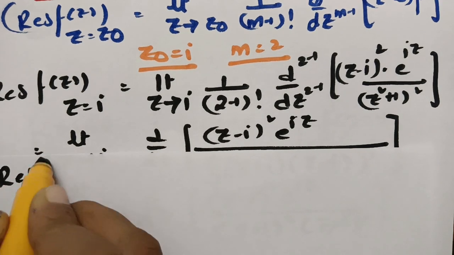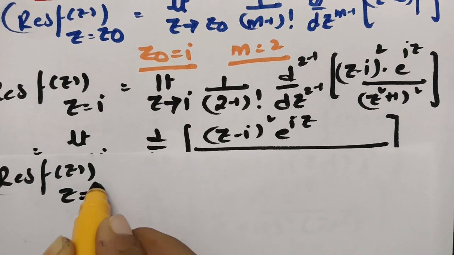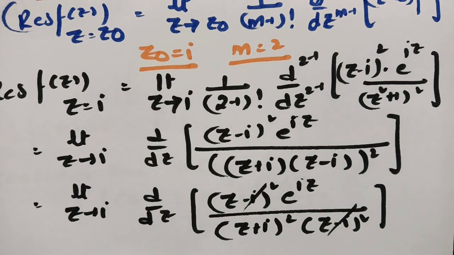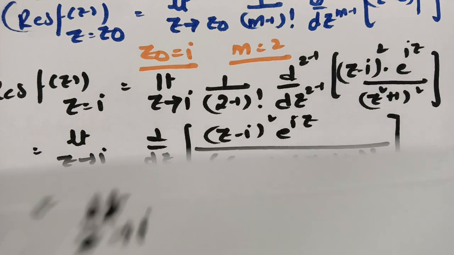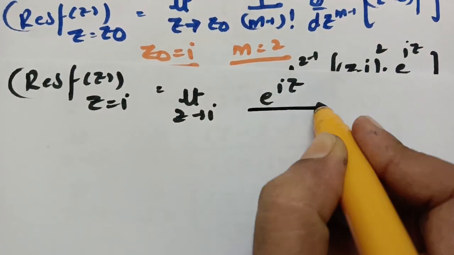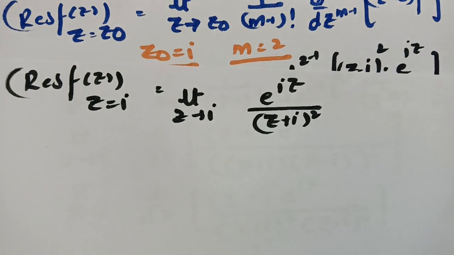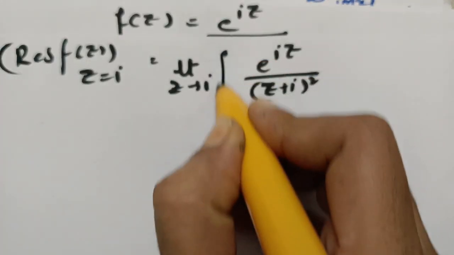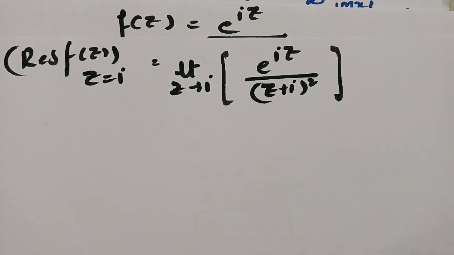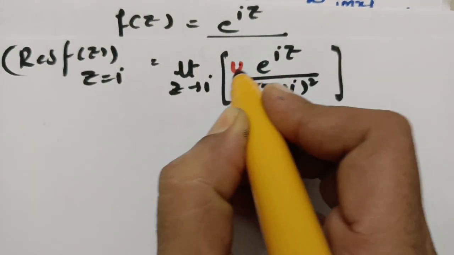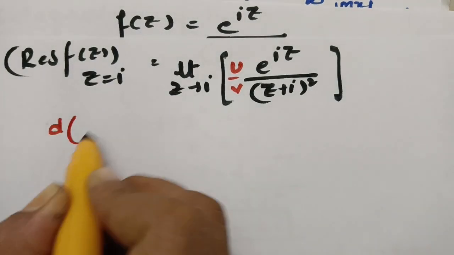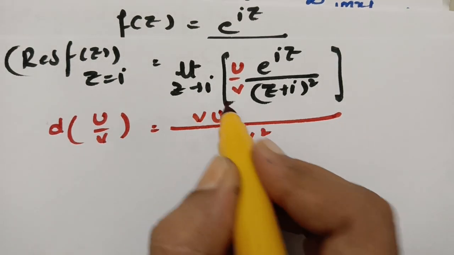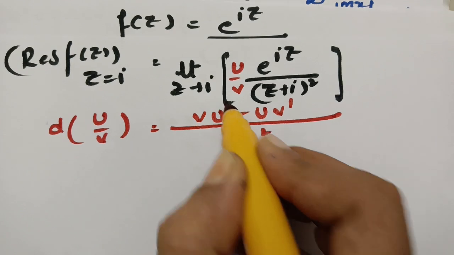So this value is the residue of f(z) for the interior pole z = i, which is the limit as z tends to i. After cancelling, we have e to the power iz by (z plus i) whole square. Now we have to make a derivative one time and substitute z = i. This is of the u by v rule. What is u and what is v? So this is u and this is v. As you know, the derivative of u by v is, with v square in the denominator, v u dash minus u v dash.